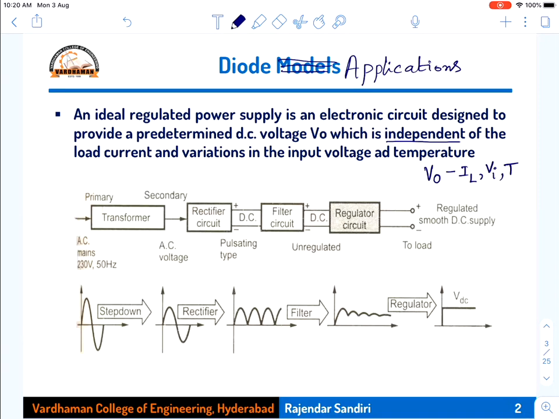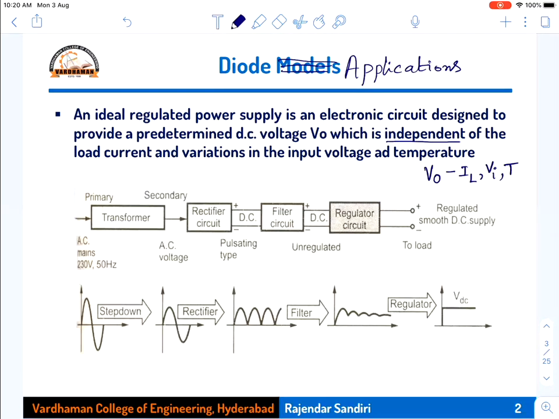If temperature increases, the output voltage should remain the same. If load current varies, the output voltage should remain the same. And if input voltage varies, the output voltage should remain the same. That is the purpose of designing a regulated power supply.